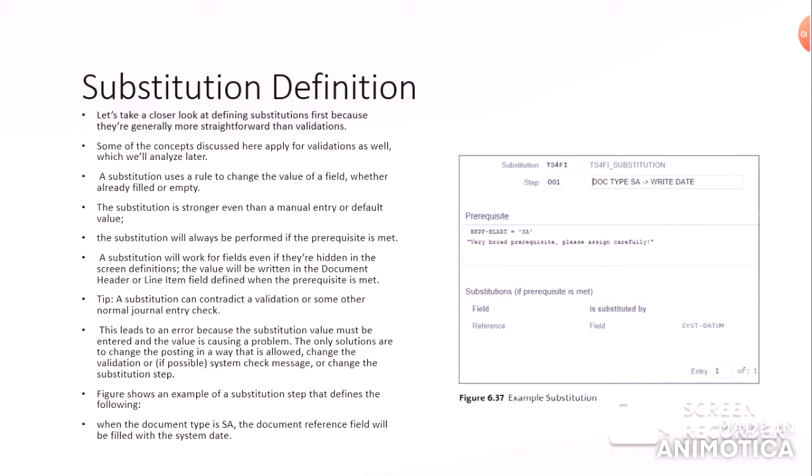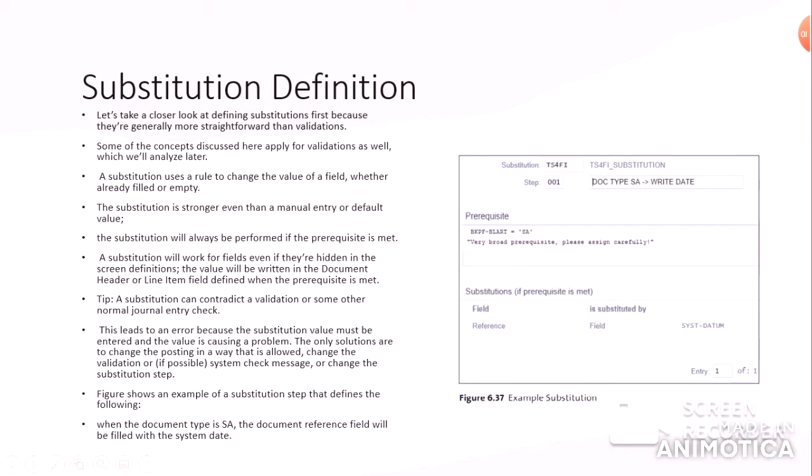So the substitution will always be performed if the prerequisite is met. So if the prerequisite is met, then it will perform the substitution. So what is the prerequisite in the screenshot? It is BKPF, which is nothing but header data. It seems like it is a document type. If document type is equal to SA, very broad prerequisite, please assign carefully.